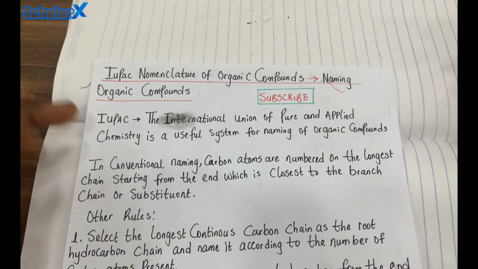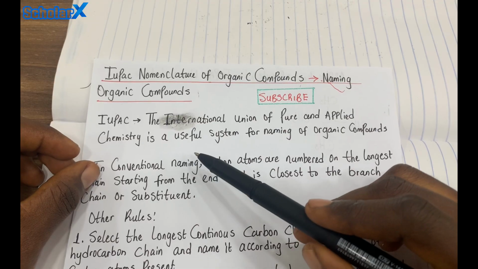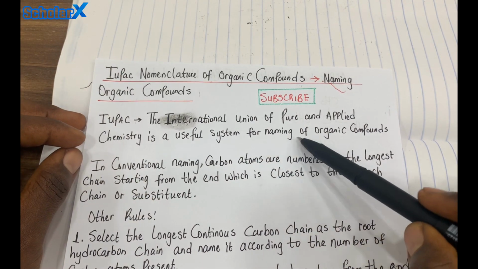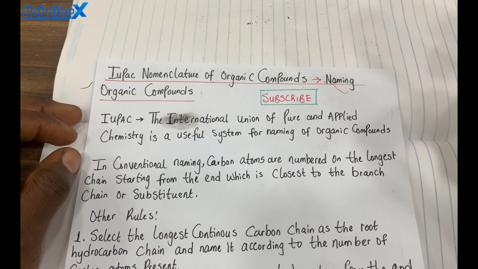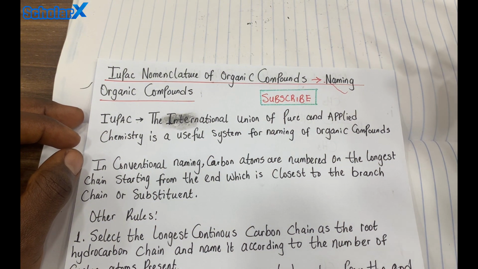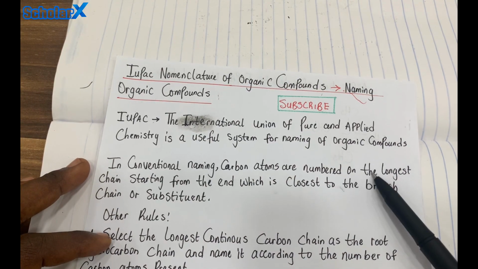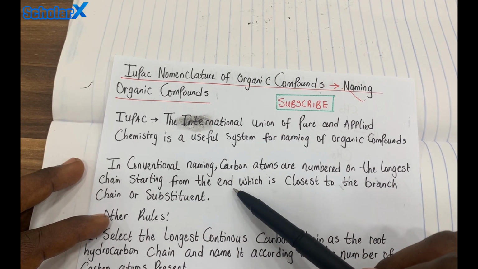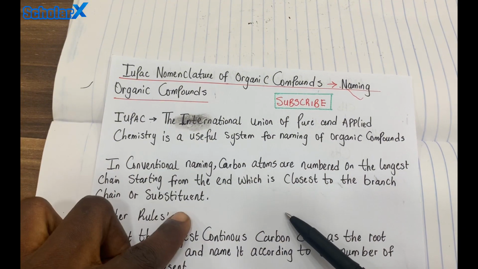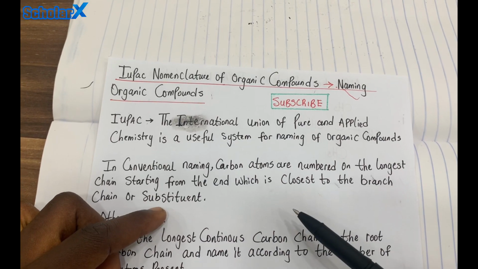Now, IUPAC means the International Union of Pure and Applied Chemistry, and it is a useful system for naming organic compounds. In conventional naming, carbon atoms are numbered on the longest chain, starting from the end which is closest to the branch chain or substituent. I'm going to explain this practically when we start to name organic compounds.